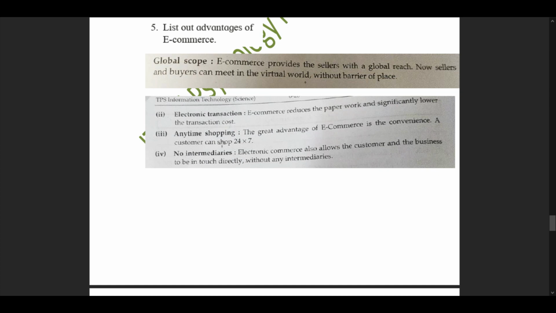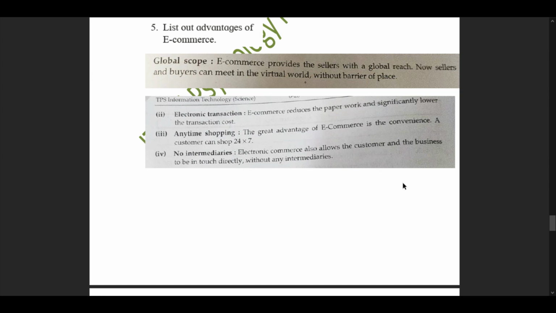E-commerce, global scope: e-commerce provides the sellers with a global reach. Now sellers and buyers can meet in the virtual world without barrier of place. This was our global scope. Then we move forward to our electronic transaction. E-commerce reduces the paperwork and significantly lowers the transaction cost. It can be used for anytime shopping as well. The great advantage of e-commerce is the convenience. A customer can shop at any time, 24/7. No intermediaries.